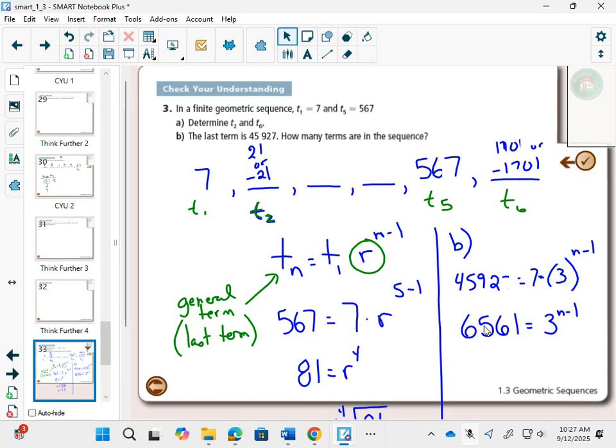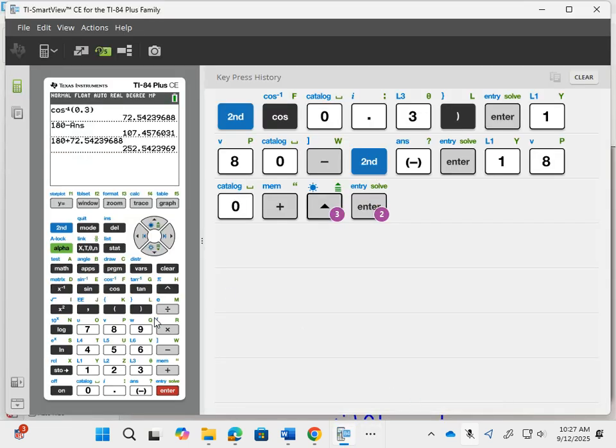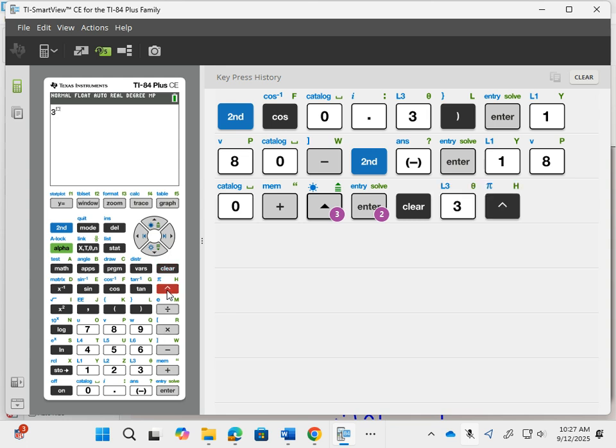And this 6,561 must be 3 to the something. So I'm going to take out my calculator, and I'm going to try 3 to the, give me a number. Hopefully you get it wrong. 7. Too small.